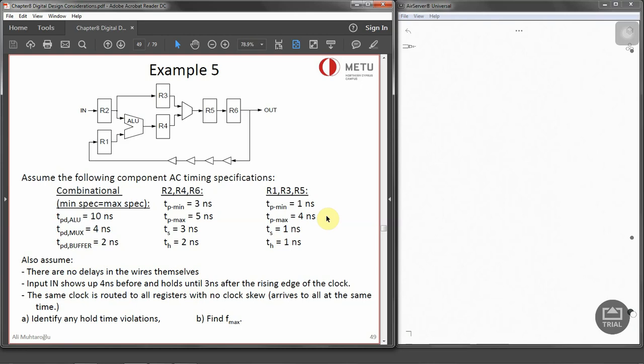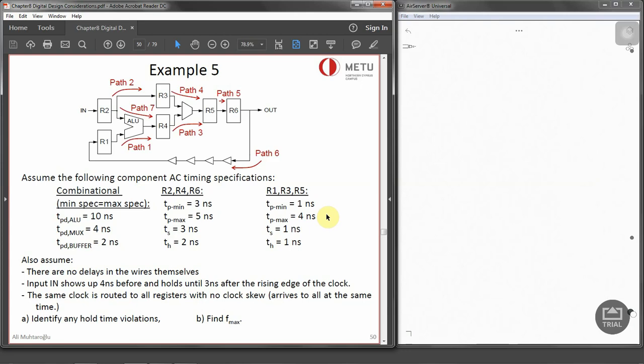Input in shows up 4 nanoseconds before and holds until 3 nanoseconds after the rising edge of the clock. And the same clock is routed to all registers, so there's no clock skew, which is good, and they all arrive at the same time. Now it says identify any hold time violations and find Fmax. So we have to find both the setup and hold time violations through Fmax and hold time violation analysis.